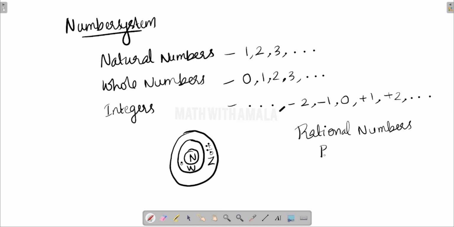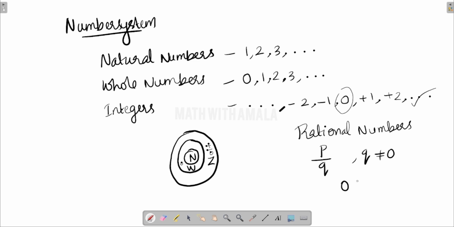Rational numbers are of the form p by q, where p and q are integers. That means we can take any value from this set. p and q can take any value except q cannot take the value 0. So 0 cannot be taken for q. What is the reason? q is the divisor. If q equals 0, it will be p by 0. p can be any integer, even 0, negative, positive, it can be any. But q cannot be 0 because division by 0 is not defined.